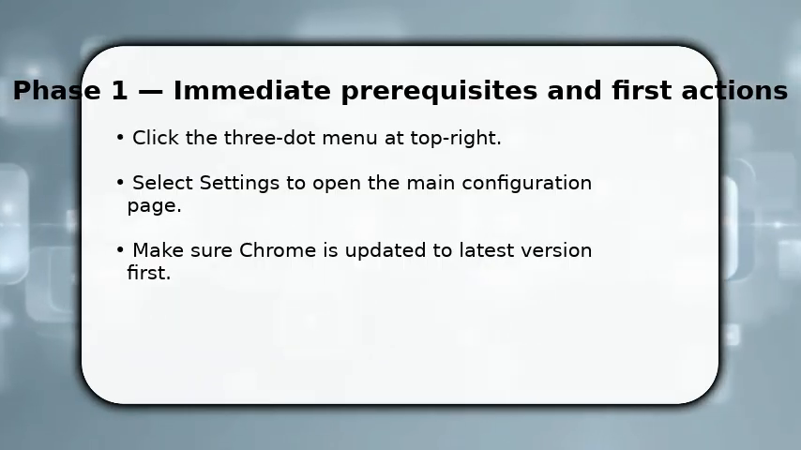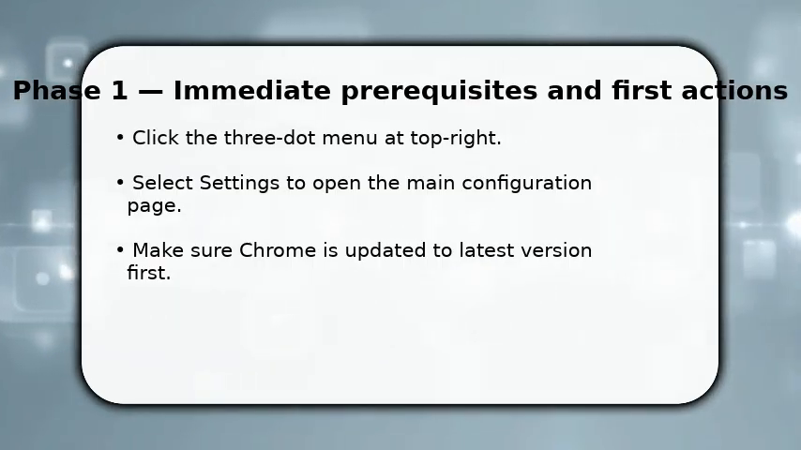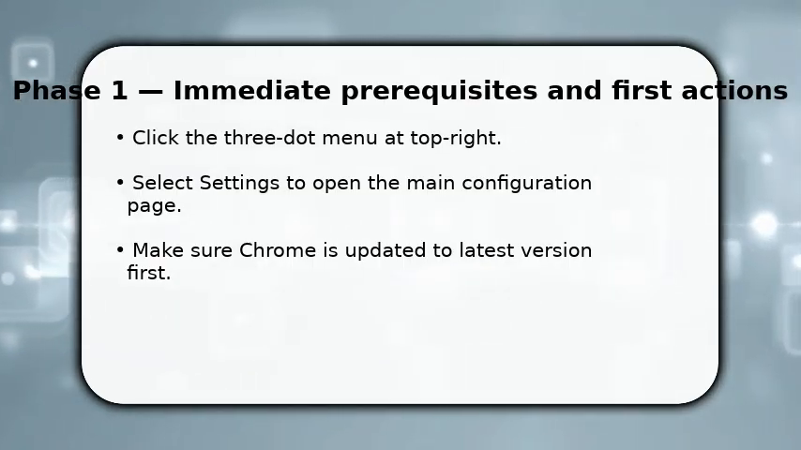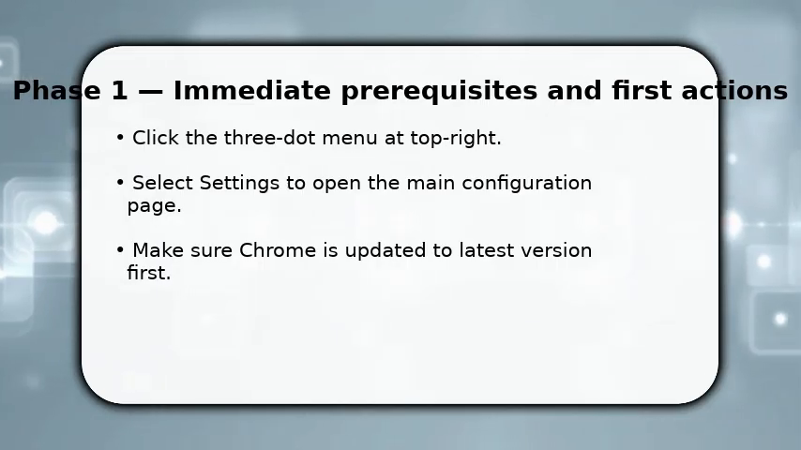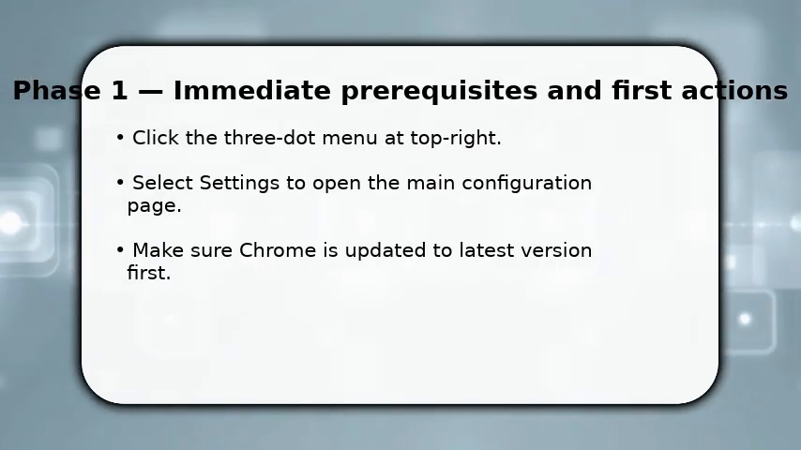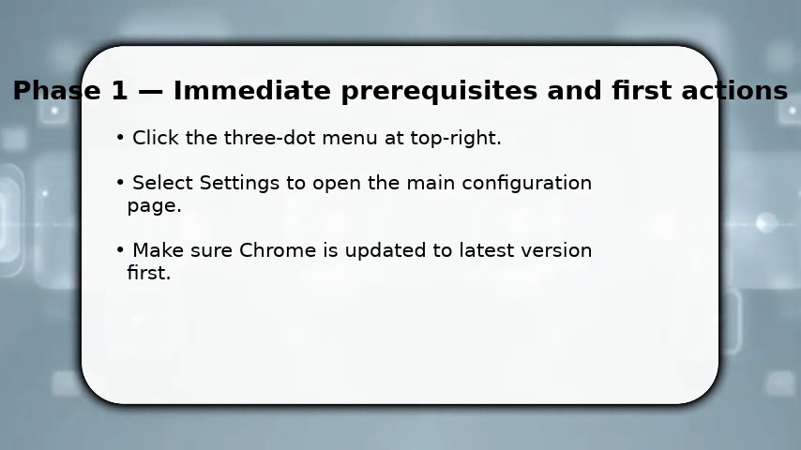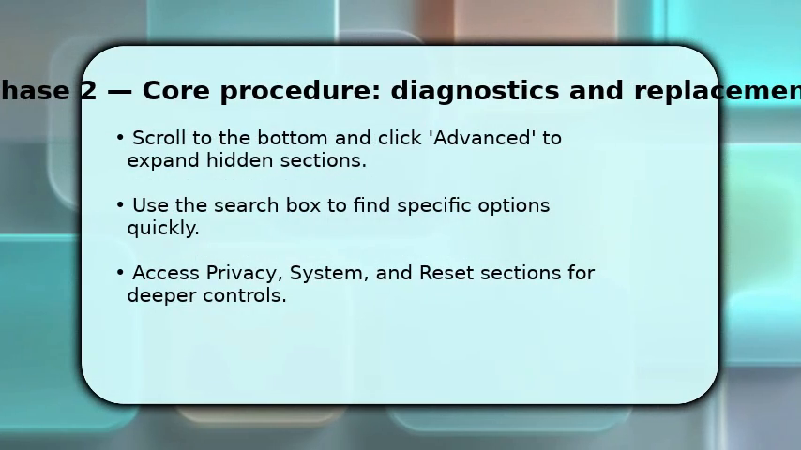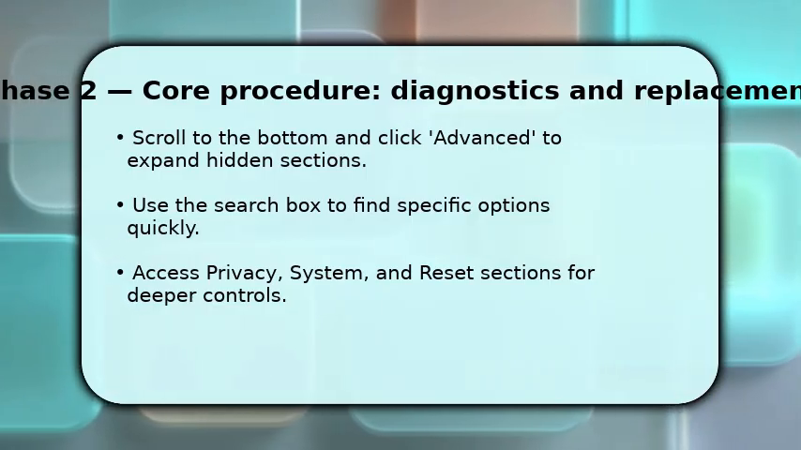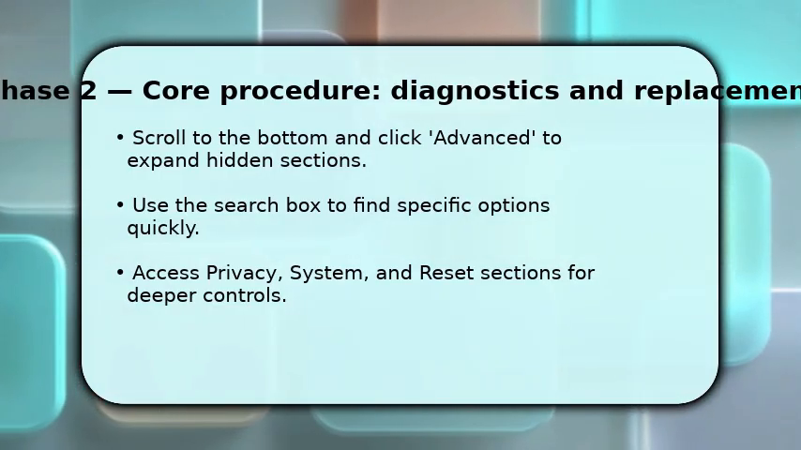If sync is on, sign into your profile now, which keeps preferences consistent across devices and prevents surprise differences when changing advanced controls. Once the settings page loads, scroll down and click Advanced to reveal the hidden sections. This expands privacy, system, and reset controls.